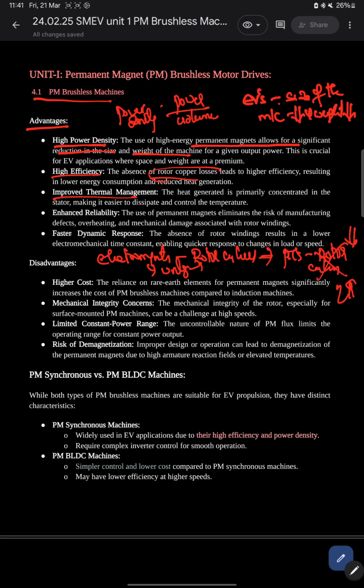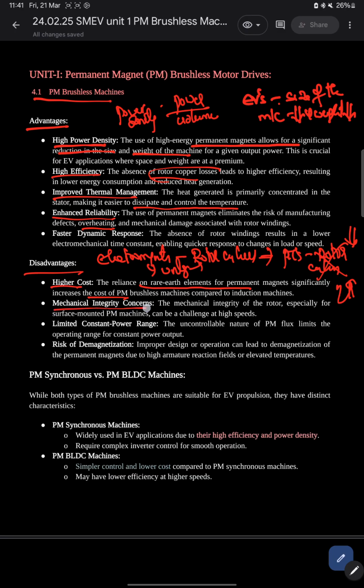Improved thermal management: the heat generated in the primary stator winding is easier to dissipate and control the temperature. Enhanced reliability: the use of permanent magnets eliminates the risk of manufacturing defects and overheating. Coming to the disadvantages, the cost is high, because these are rare earth elements present in the earth, which significantly increases the cost.